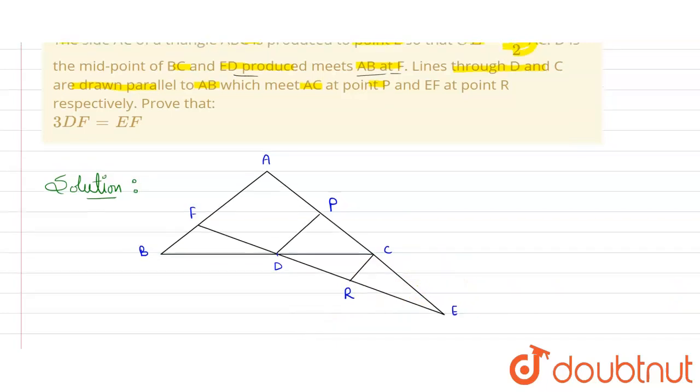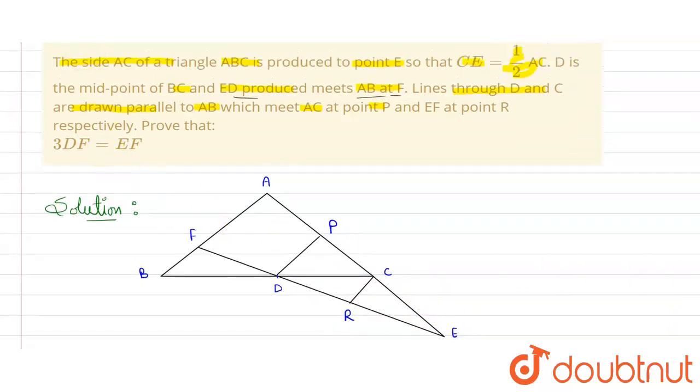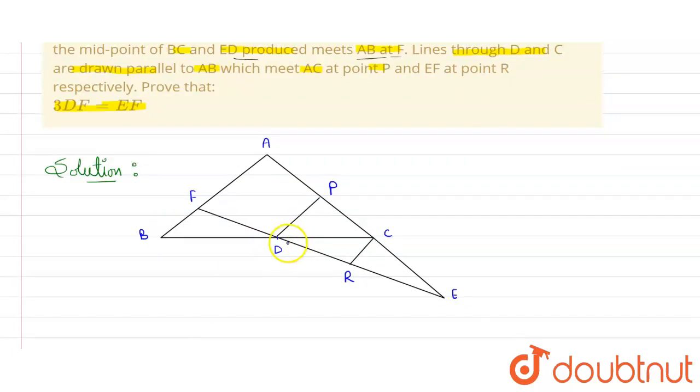Now look here, what we need to prove: that thrice of DF is equal to EF. Here in this question it was given that this point D is the midpoint of BC, which means BD will be equal to DC. And according to the question, the DP line is parallel to the AB line.